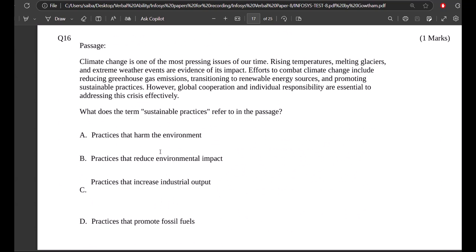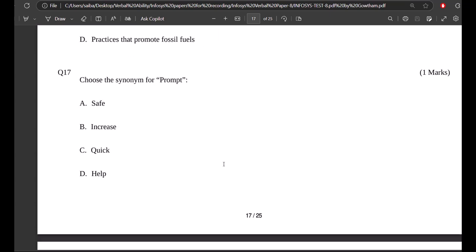Next one, what does the term sustainable practices refer to in the passage? So what do you mean by sustainable practices? Practices that reduce environmental impact. So this is the answer: practices that reduce environmental impact.